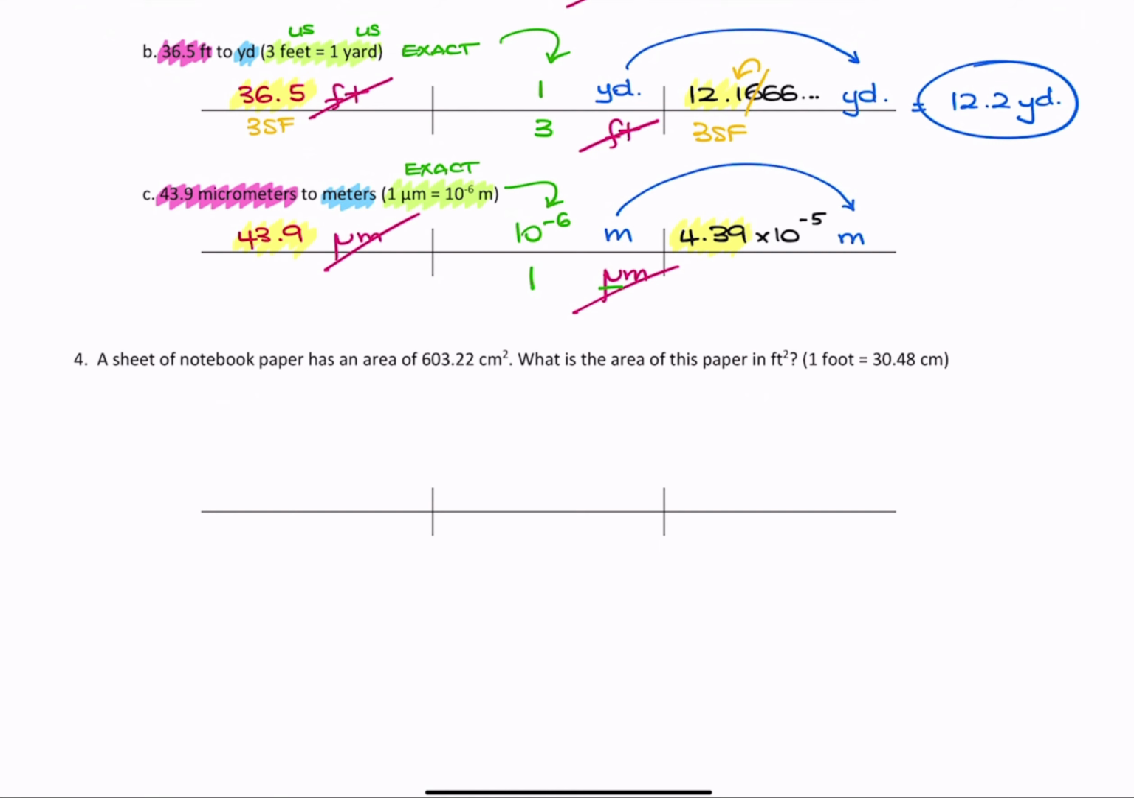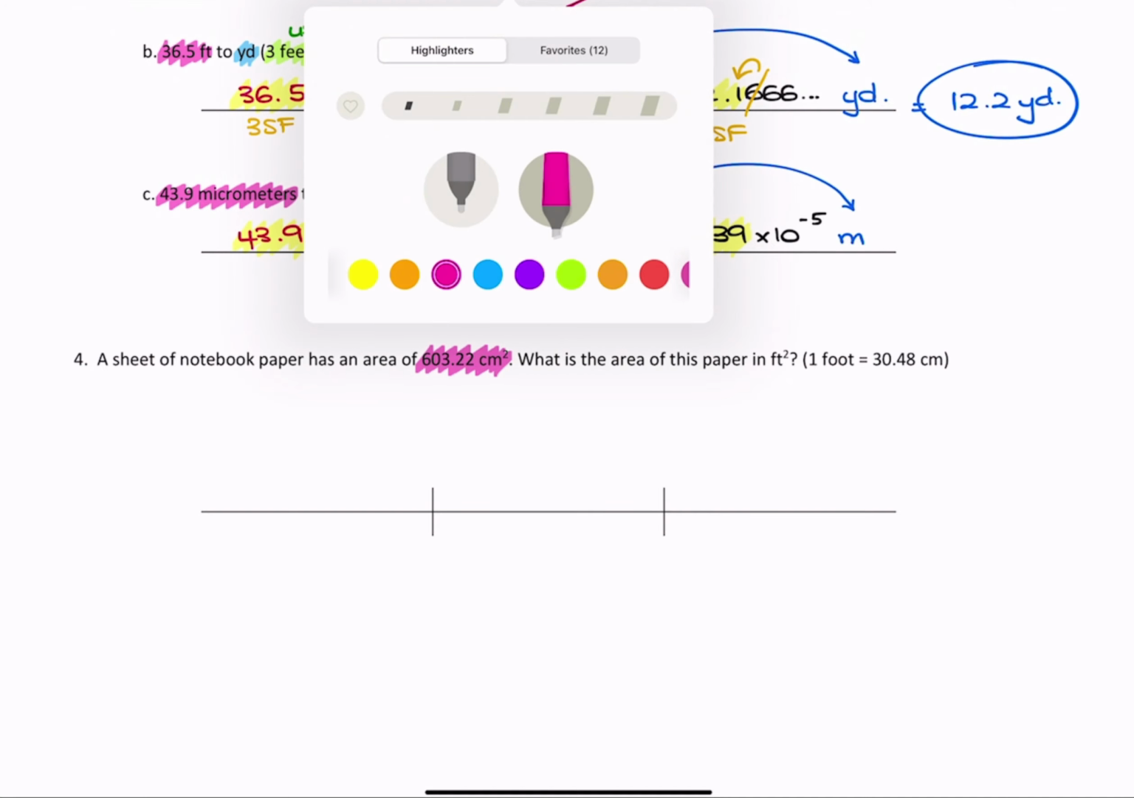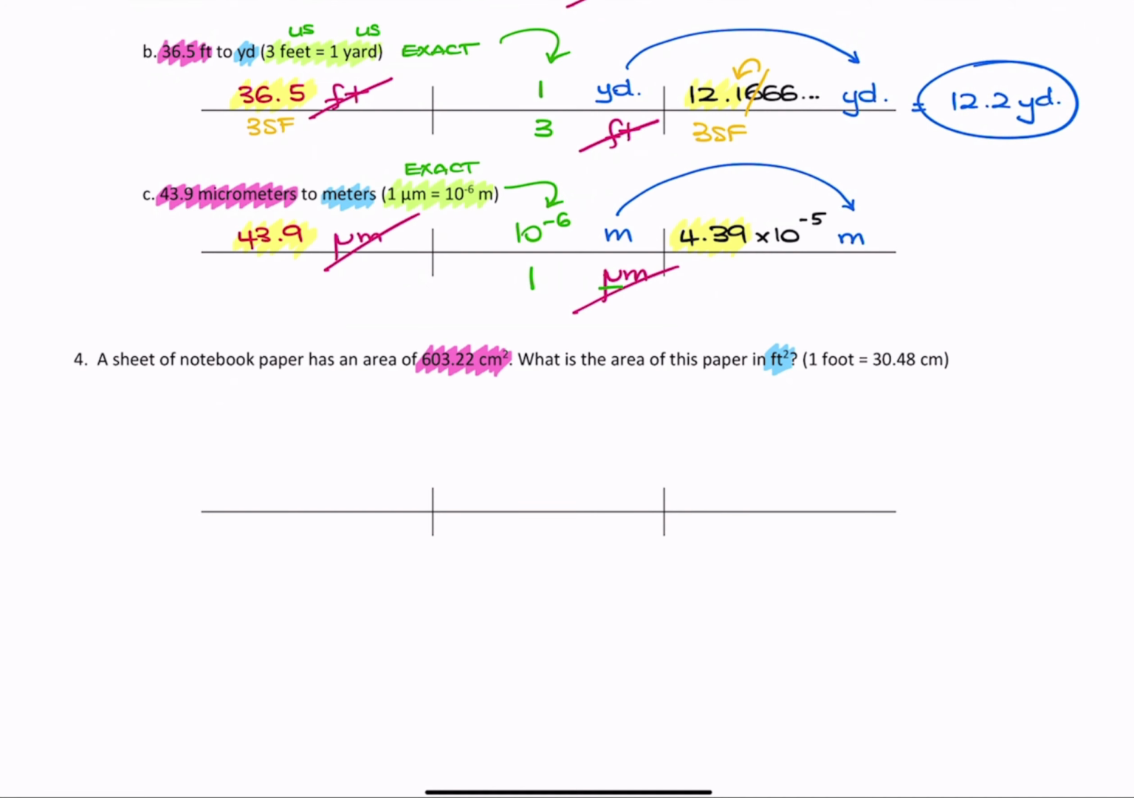What about the next one? A sheet of notebook paper has an area of 603.22 square centimeter. What is the area of this paper in square feet? Knowing that 1 foot is 30.48 centimeter. Well, let's first proceed and figure out that we are given square centimeter and we want square feet.